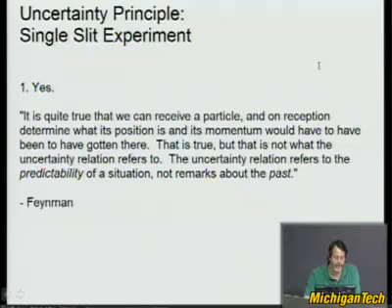Let's quote Feynman. "It is quite true that we can receive a particle and on reception determine what its position is, and what its momentum would have had to have been to have gotten there. That is true. But that is not what the uncertainty principle refers to. The uncertainty relation refers to the predictability of a situation, not remarks about the past."